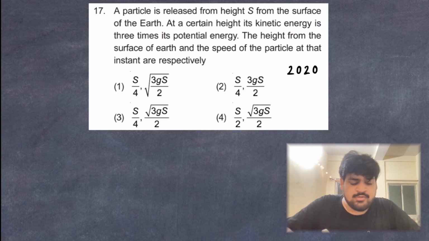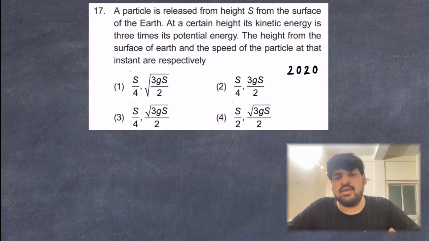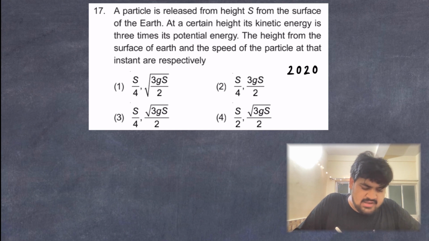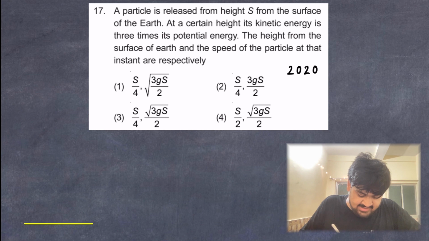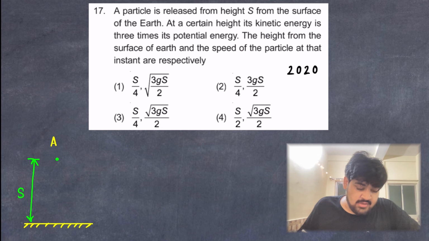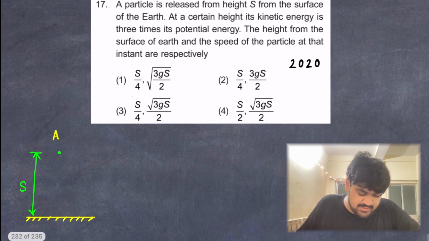The most fundamental way that you need to solve this kind of problem is by drawing. Just create a visual representation of what you are dealing with. Okay, that makes the problem much easier. So over here it states that the particle is released from the height s. Let's just take this as the ground. With this being the ground, suppose this point A is at height s. Now what it is saying is, at a certain height its kinetic energy is 3 times its potential energy.